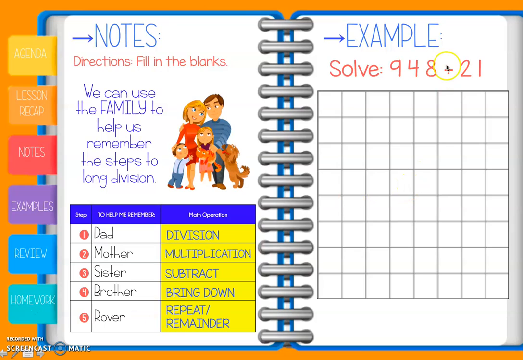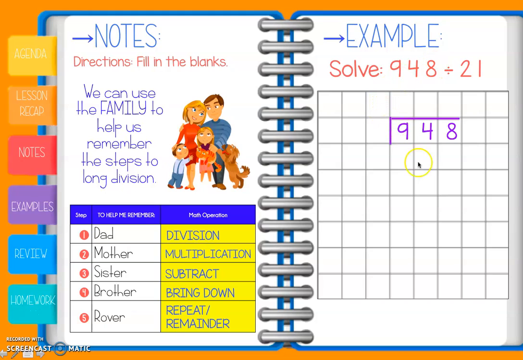So let's go over here and take a look at this example. We have 948 divided by 21. 948 is our first number here, so it is our dividend. That means it goes inside of the long division box. Your first number is your dividend. It goes inside the long division box.